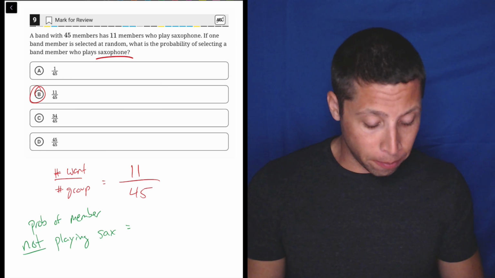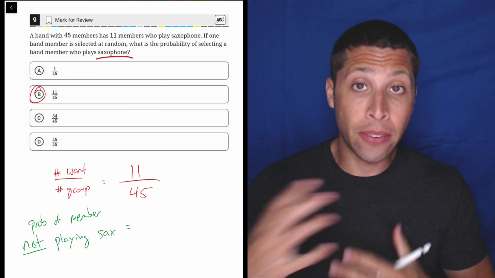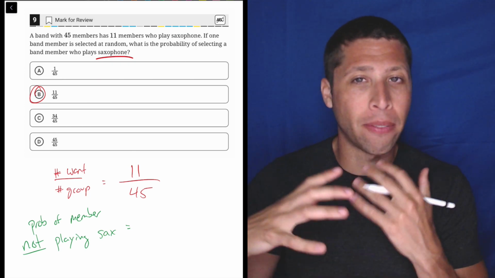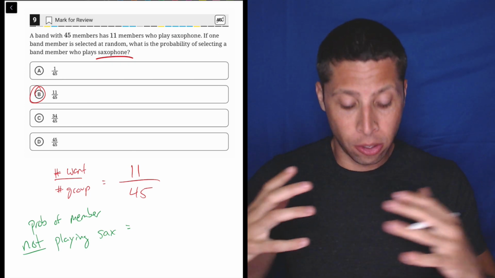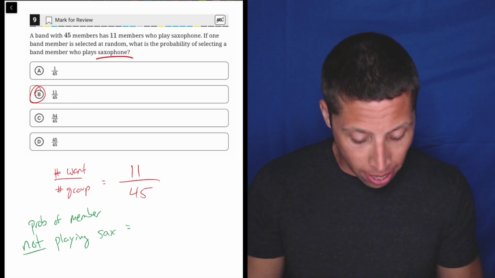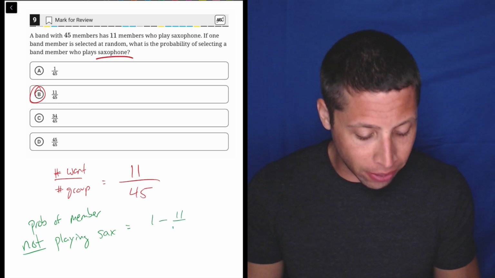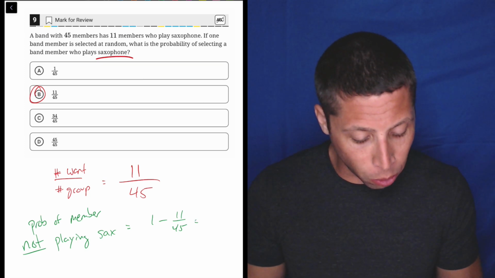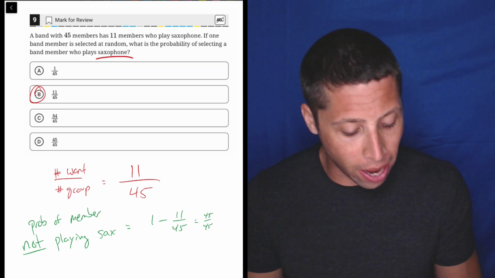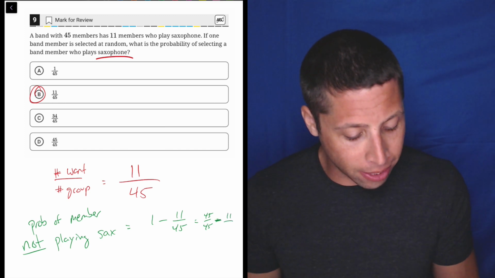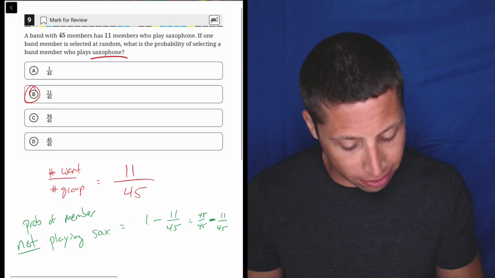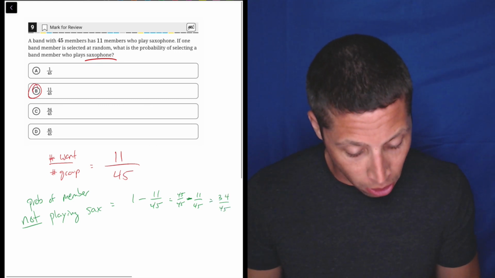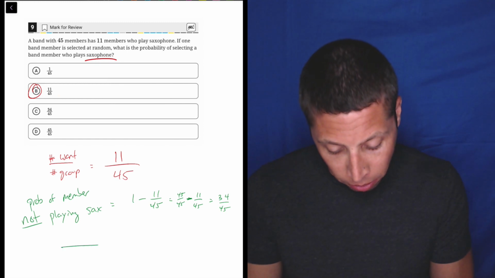Well, there's two ways to do it. We can take our 11 out of 45, and the way that probability works is the maximum probability you can have in any situation is 1. So we could take 1 and subtract 11 out of 45. You could do that in the calculator, get a decimal, or you can work with the fact that 1 is just 45 over 45, minus 11 over 45. So in this case, it would be 34 out of 45.